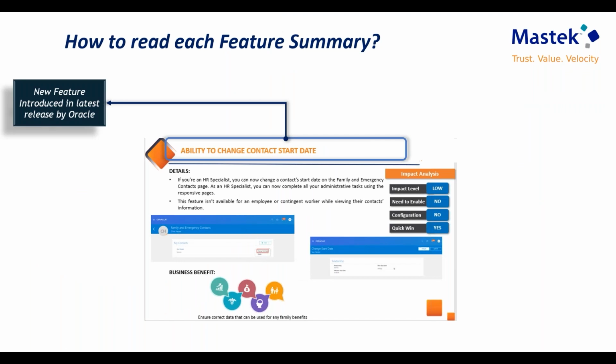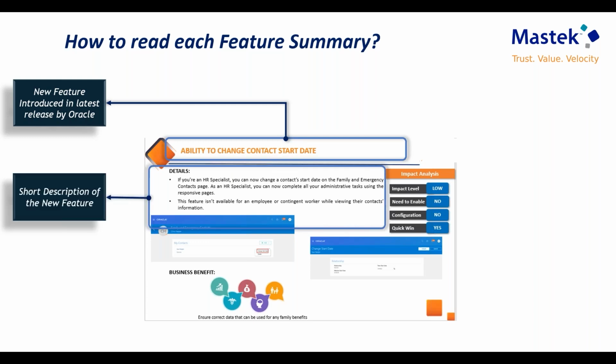This is to give you a glimpse of how we have created the structure of this session. First, the list of new features coming into 23B. Then, detailing on features so you get a brief understanding of what the new features are all about. Next is what the business benefits and the important takeaways are for you as a decision maker.